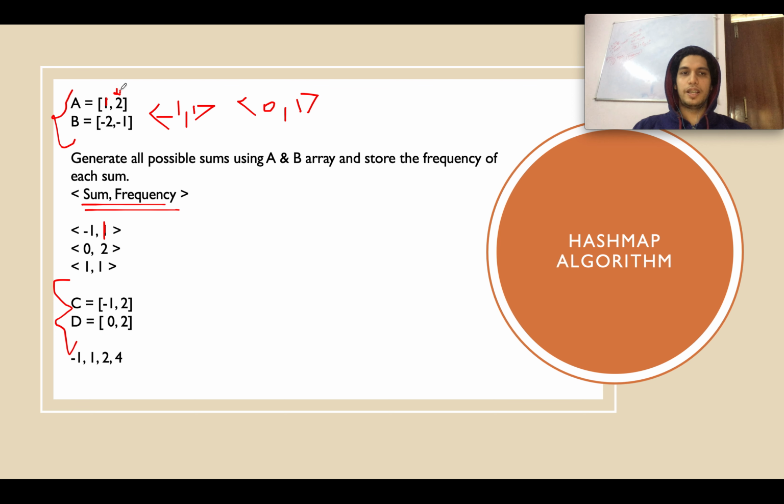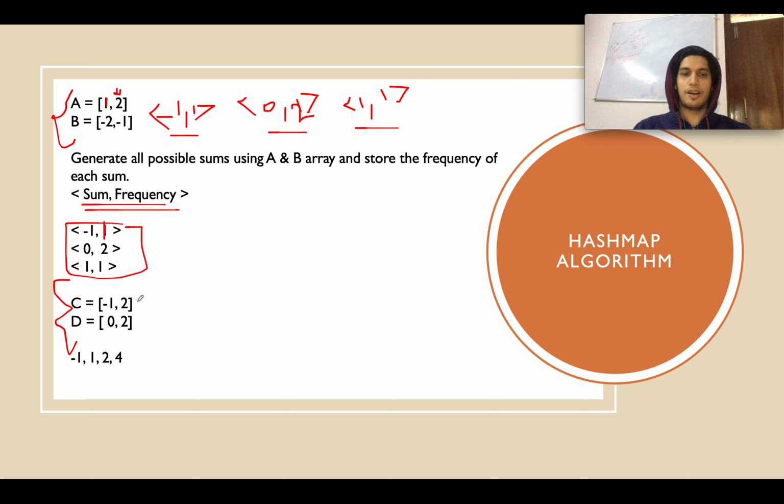So now A of i becomes 2. 2 minus 2 is 0 again. 0 already existed, so you increment the value here. So you get 0 comma 2. And then 2 plus minus 1 is 1. 1 is occurring for the first time. The map contains these set of values now: minus 1 comma 1, 0 comma 2, and 1 comma 1 as stated here. So this is the frequency map for the first combination A plus B, and then you do a similar kind of thing for C and D.